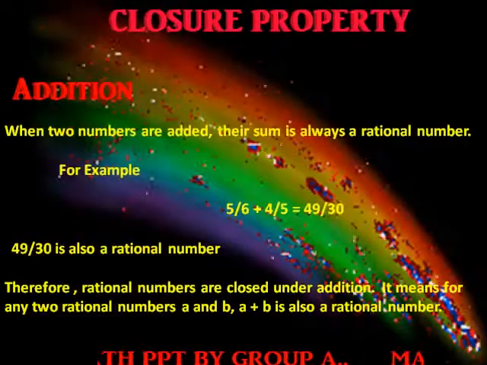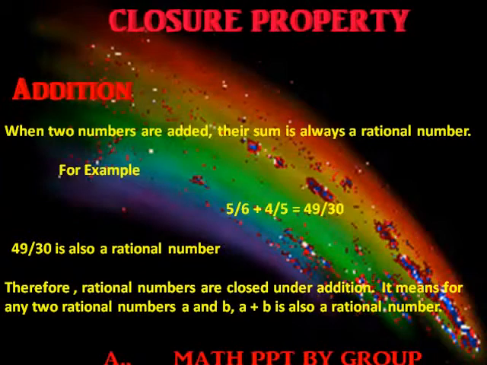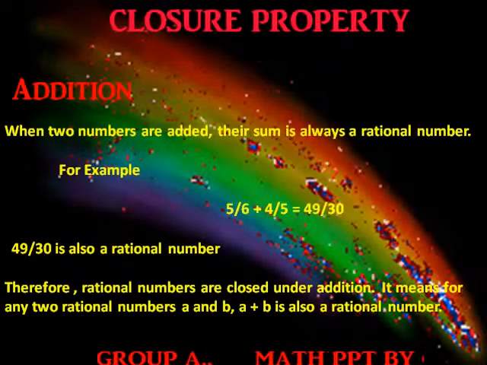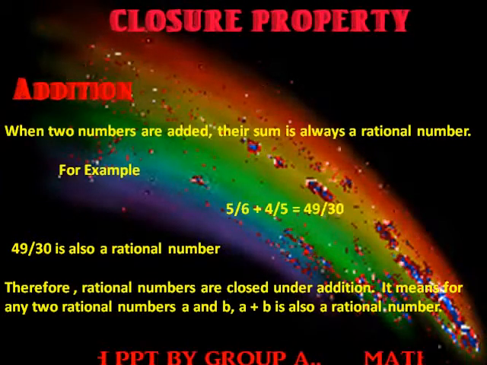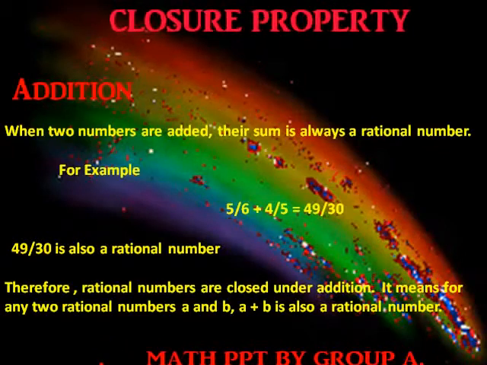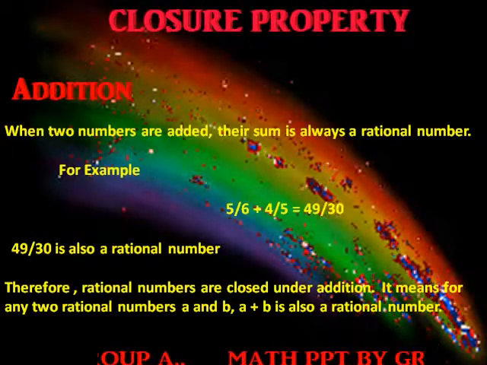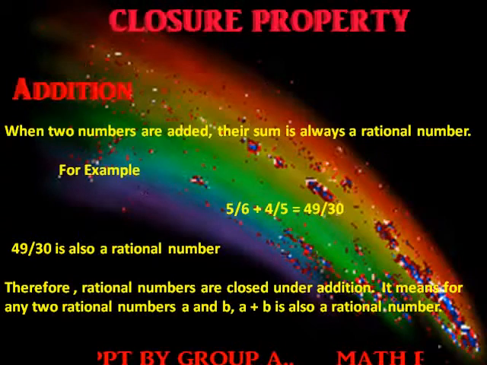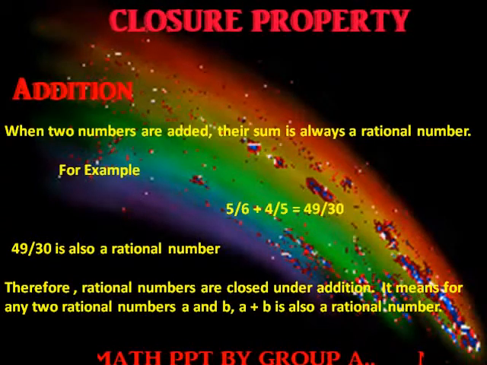Properties of rational numbers with example. Closure property under addition: when 2 numbers are added, their sum is always a rational number. For example, 5 upon 6 plus 4 upon 5 equals 49 upon 30.